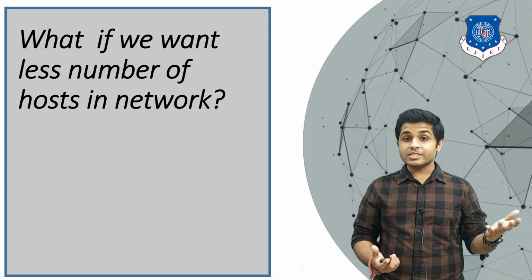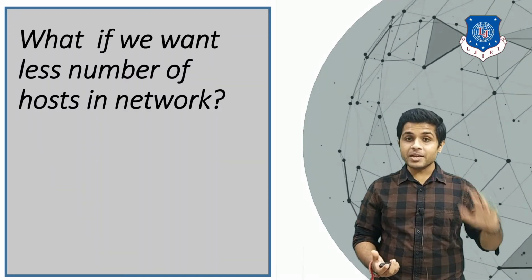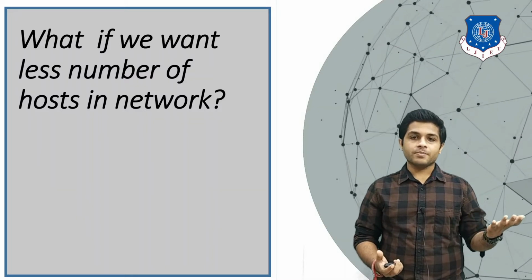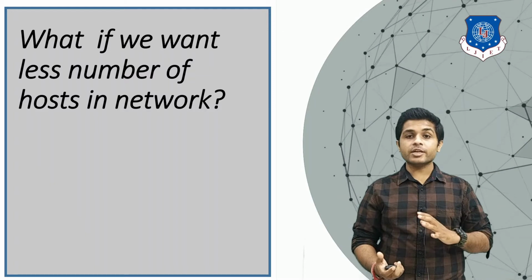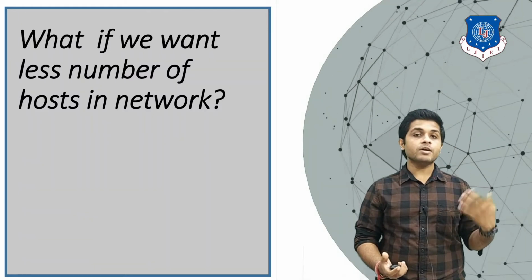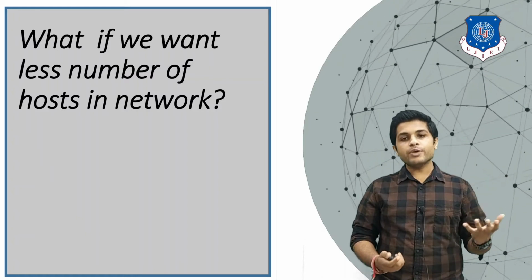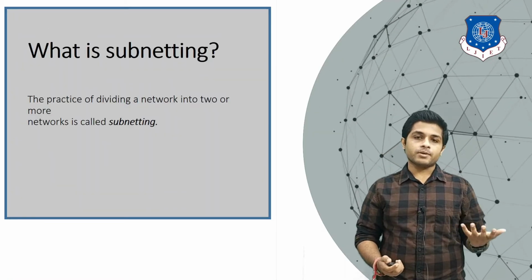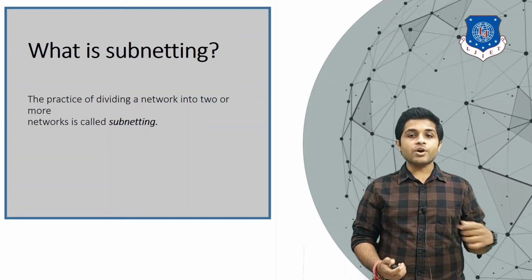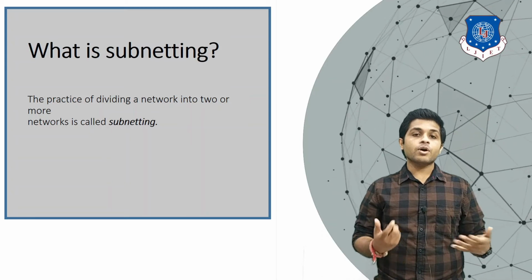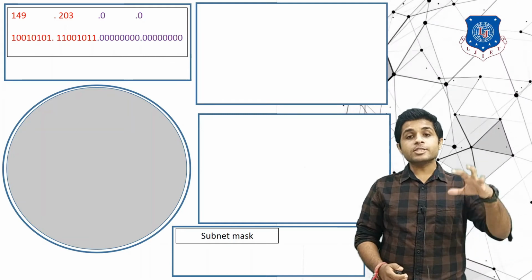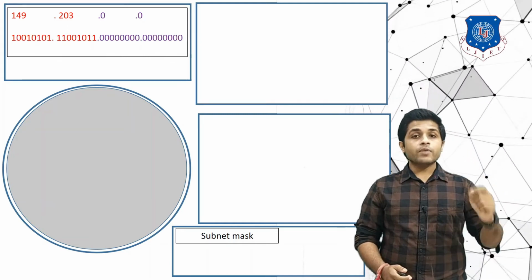In that case, if I am purchasing one class B network, the remaining addresses will be wasted, and those addresses will not be allocated to any devices, so fewer devices will be connected to the internet. So in that case, we have to divide the network into smaller parts. This is known as subnetting, that is, the practice of dividing a network into two or more networks is called subnetting.